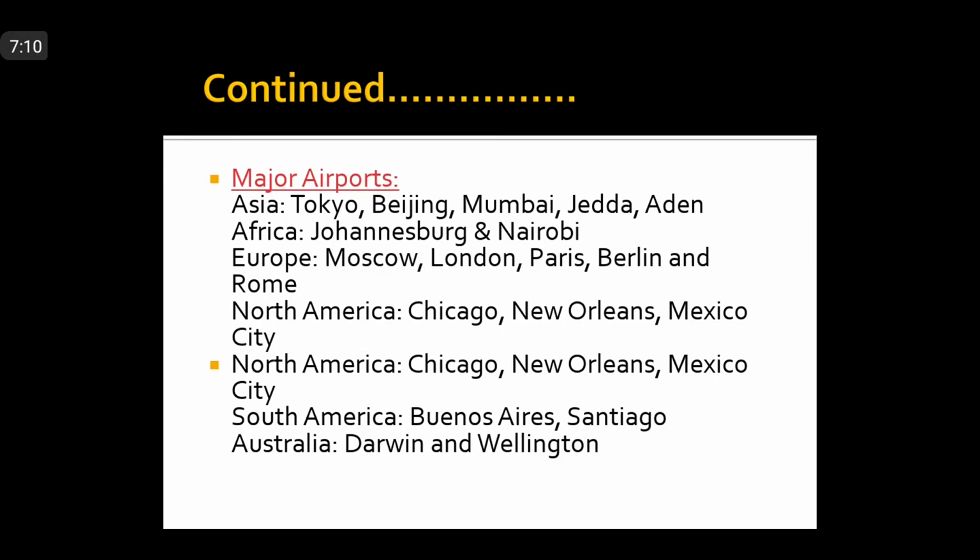Okay? Then the questions can also be asked as major airports. You have to practice it from different continents like Asia, Africa, North America, South America, Australia. In Australia, Darwin and Wellington. And these are usually asked in exam. So apart from this, you have to practice all airports which are given in the book. Then North America, Chicago, New Orleans, and then Mexico City, Moscow, London, Paris in Europe, and Asia, Tokyo, Beijing, Mumbai, right? So you'll have to practice all these.